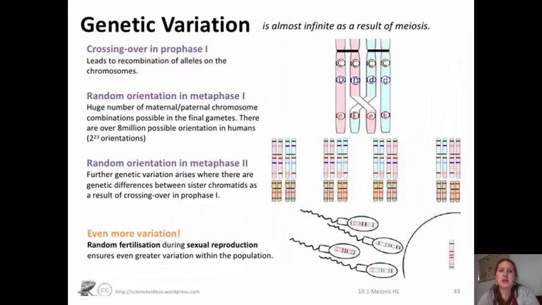All right, so how do we get genetic variation? Genetic variation is really important. It's what keeps us different from our siblings, even when we come from the same parents. So we have crossing over. This is going to lead to a new combination of alleles. Our random orientation in metaphase 1 is also going to lead to more variety. Random orientation in metaphase 2 is going to give additional genetic variation. And then, of course, we have even more variation when we have random fertilization. So which little sperms, which swimmers get to the egg and are able to fertilize it.